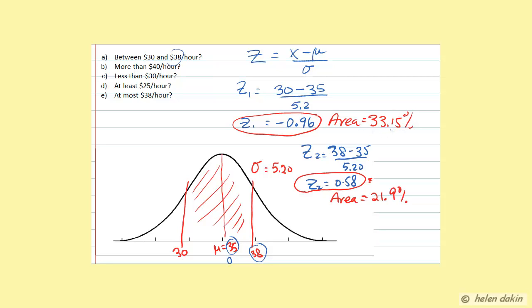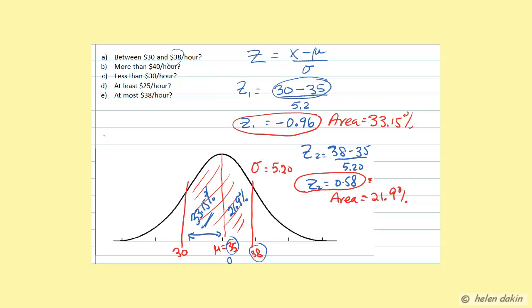So I'm going to go back to my diagram now and place them. 33.15% for that Z value of negative 0.96. So that would be 33.15% for the area between 30 and 35. And then between 38 and 35, we've got another 21.9%. So what do you think we're going to do in this particular case? Well, to find the probability of drawing a sample that was somewhere between 30 and 38, what we're going to do is add the two areas together.